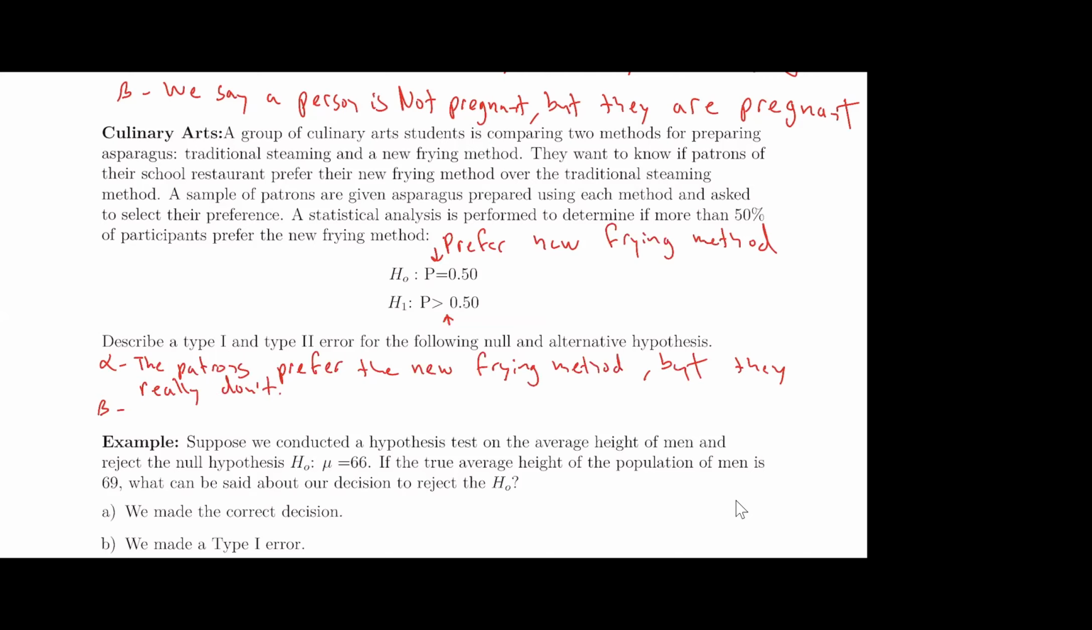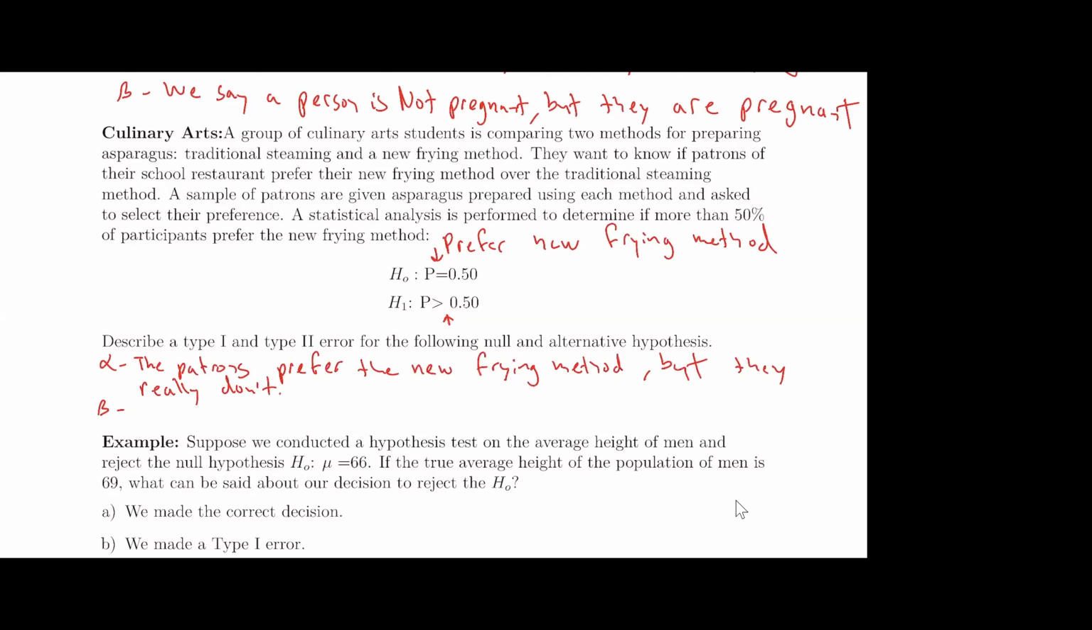So the type 1 error would be like, we say the patrons actually do prefer this new frying method that we're doing, but it turned out that it wasn't true. They actually don't prefer the new frying method, and we got this new method and pretty much we're wasting it. So that's a type 1 error. So let's do a type 2 error.